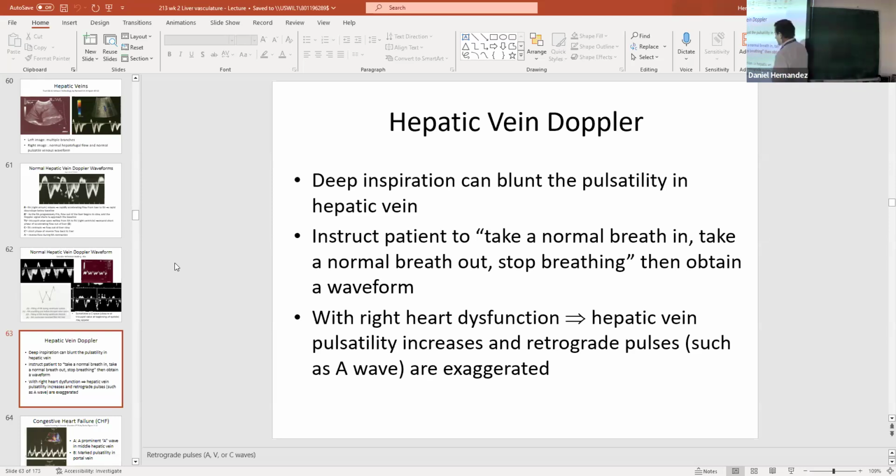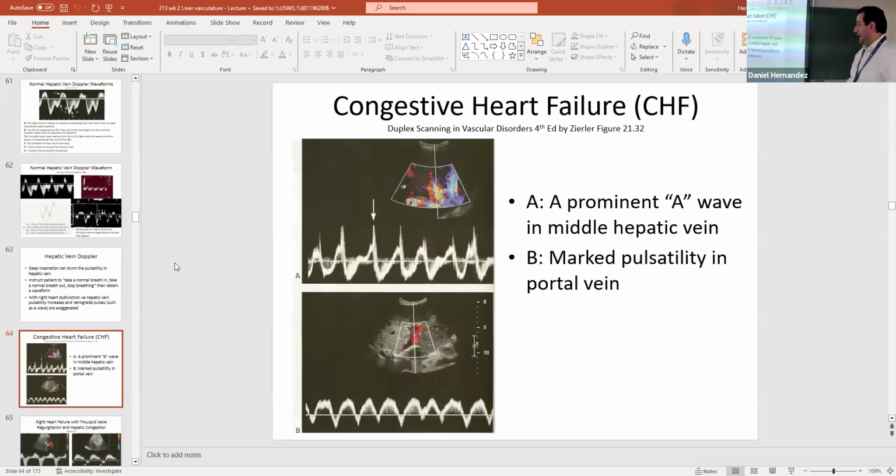And then we said patients that have right-sided heart disease, or congestive heart failure, will see increased pulsatility in the hepatic veins with exaggerated retrograde. So that A wave component is going to be exaggerated. So here's again, someone with congestive heart failure, CHF, that part that's above the baseline is going to be severely exaggerated.